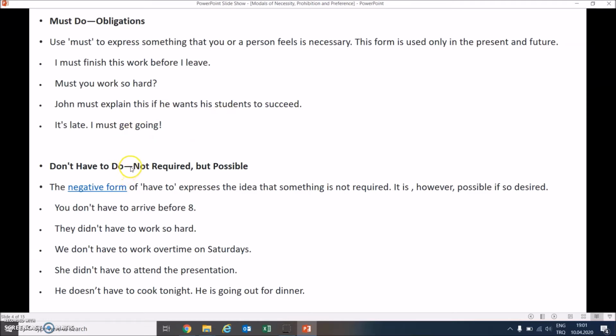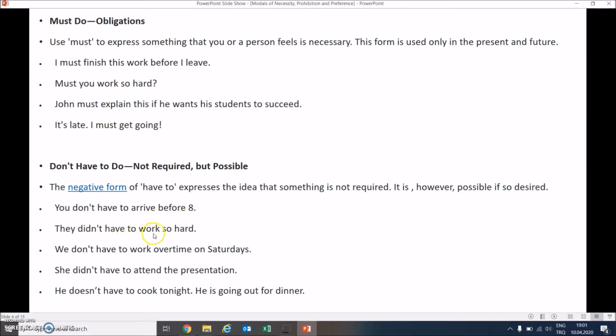Don't have to do, not required, but possible. So the negative form of have to expresses the idea that something is not required. It is, however, possible if so desired. You don't have to arrive before 8. But if you arrive before 8, nothing happens.